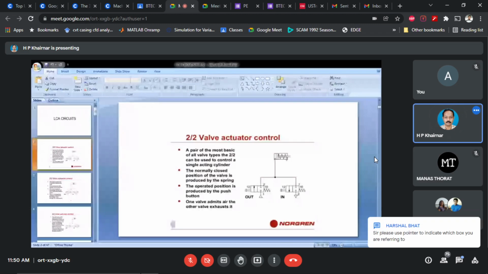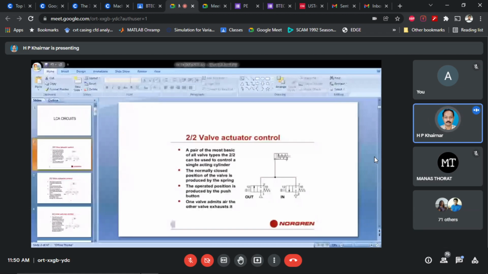So these two positions are possible. That is why two squares are indicated over it. And two ports means 1 and 2. So these two ports are there. That is why we call it a 2 by 2 valve. And with this valve, you can actuate the single acting cylinder. Aditi, is it clear now?